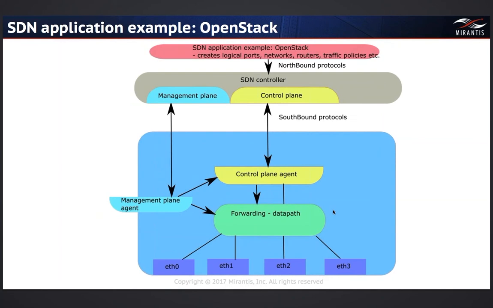So what kind of SDN applications could we have? One of the SDN applications we could have is a compute cloud. So a compute cloud, for example OpenStack, needs to create logical entities. It needs to create logical ports, logical networks, logical routers, logical traffic policies between logical networks. And so we can actually get OpenStack connected into an SDN controller. So OpenStack will drive our network state.